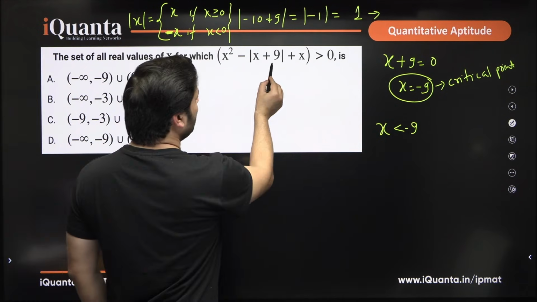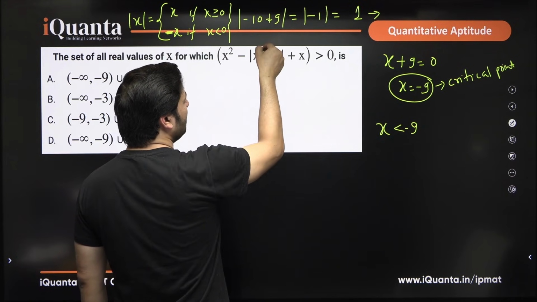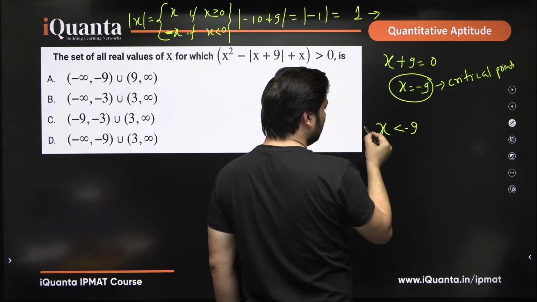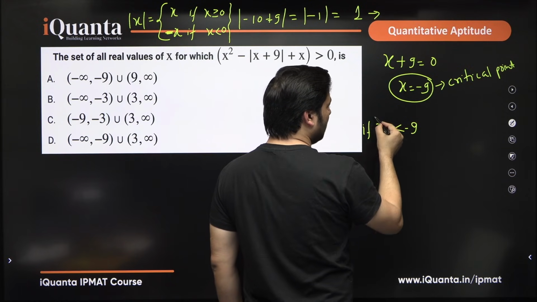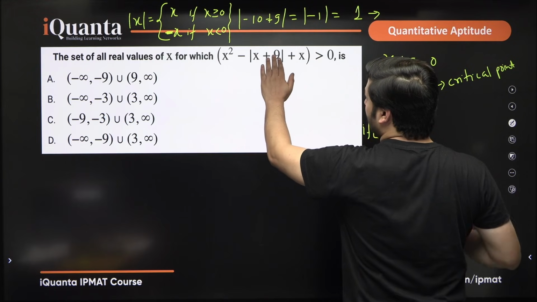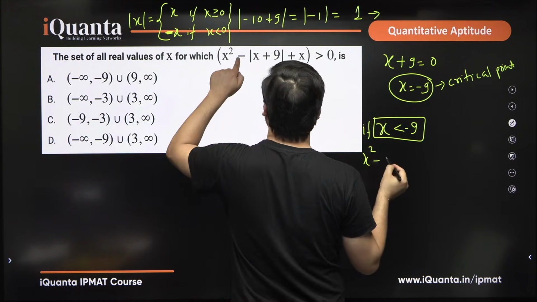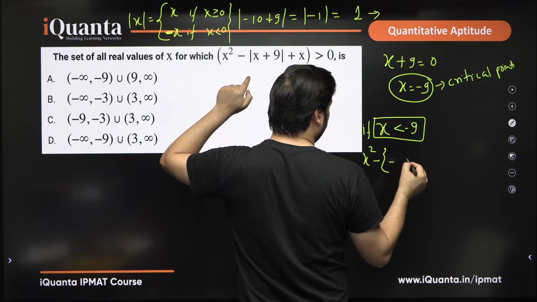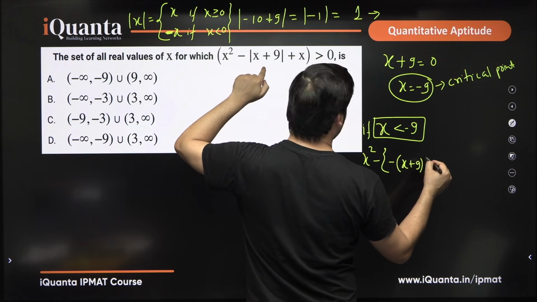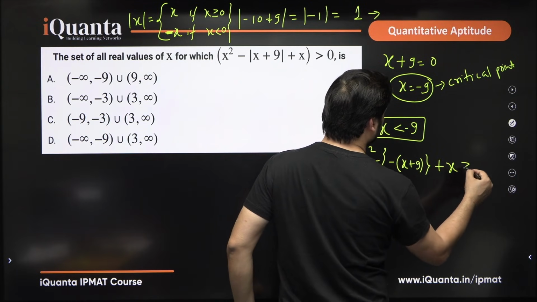So here also, if x is less than minus 9, you will definitely be getting a negative value inside. That means this will open with, this is the first case, okay? If x is less than or equal to minus 9, then the inside thing will open with a negative sign. How will I write it? x square minus, there will be an extra minus here, minus of x plus 9, okay? Modulus has been opened, plus x greater than 0.